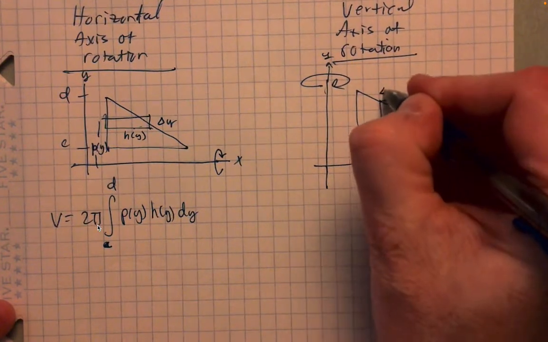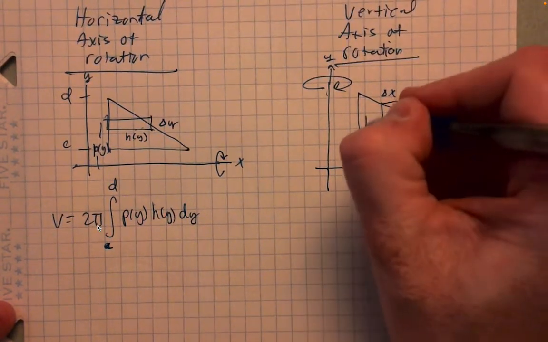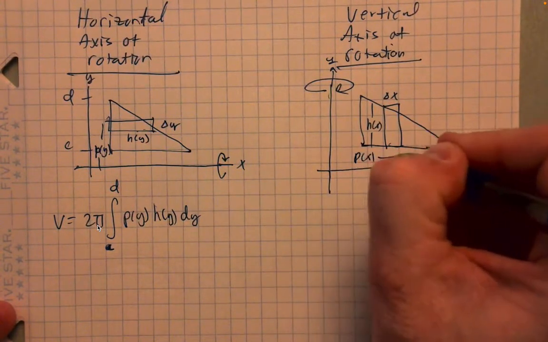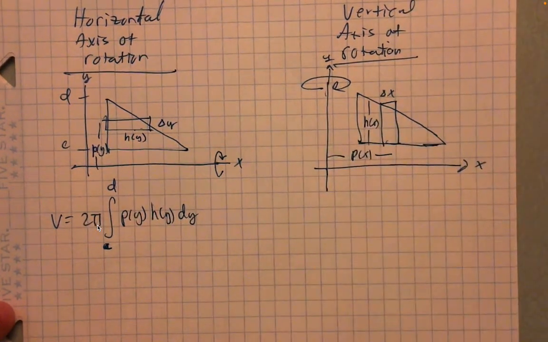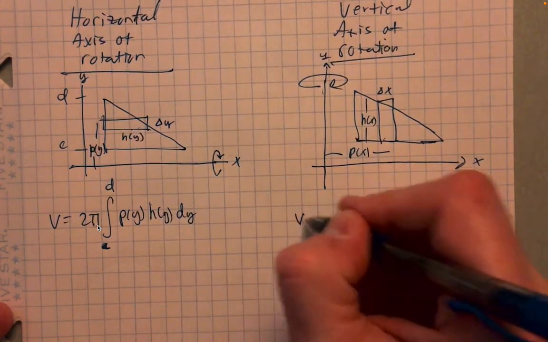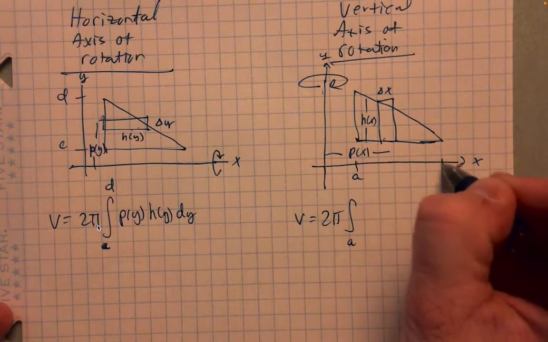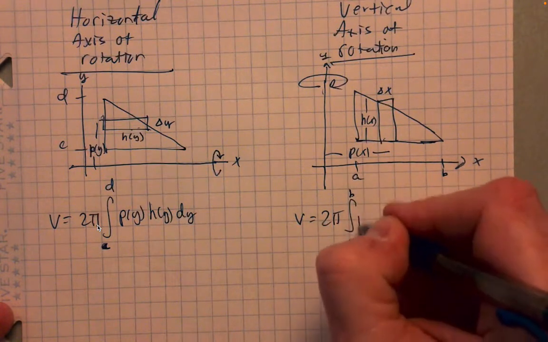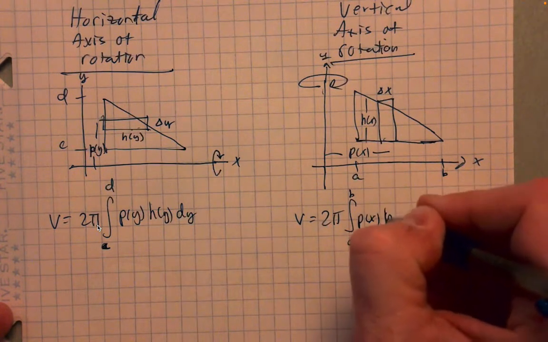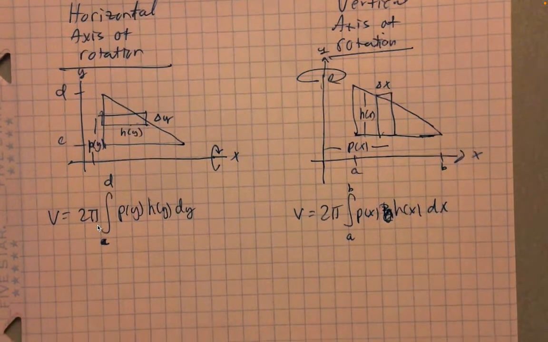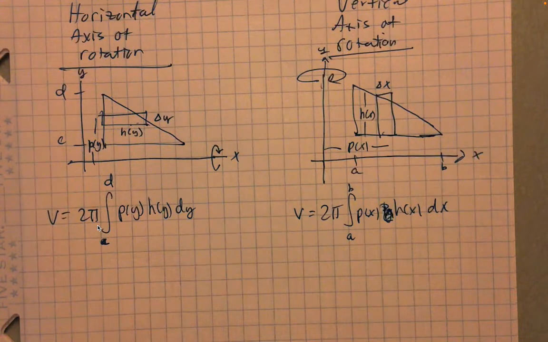And so that means we've got delta x width, we've got h of x height, and we've got p of x radius. Okay, so the volume would be 2 pi times the integral from a to b of p of x, h of x dx. But basically the same setup, just swap out the y's for the x's.